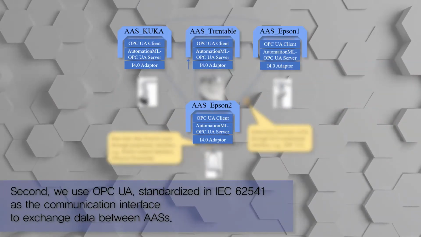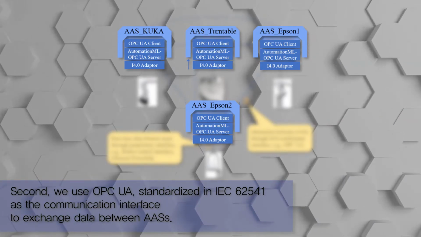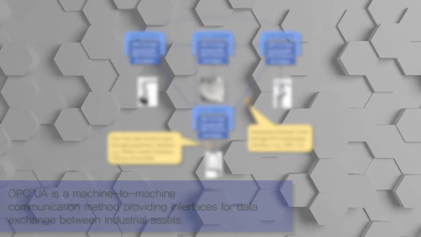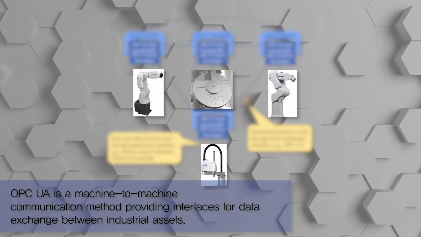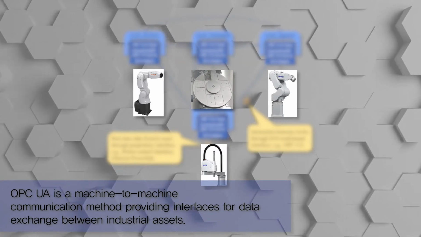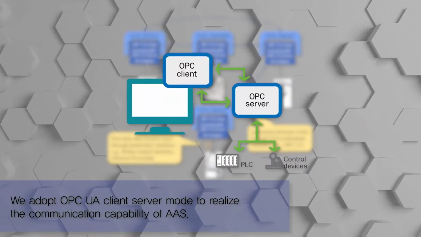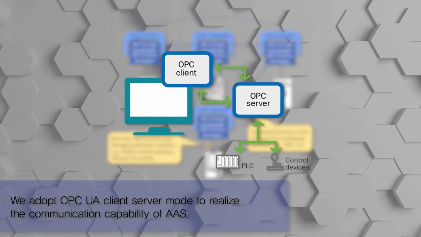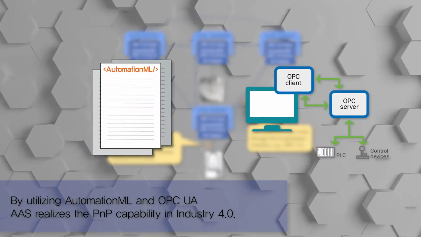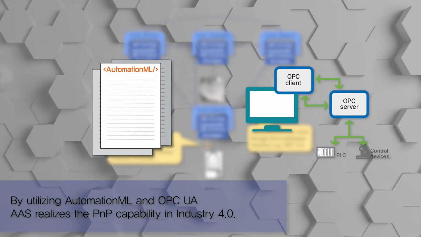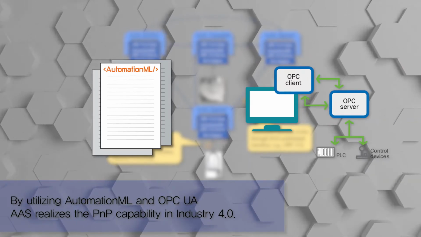Second, we use OPC UA, standardized in IEC 62541, as the communication interface to exchange data between AASs. OPC UA is a machine-to-machine communication method, providing interfaces for data exchange between industrial assets. We adopt OPC UA client-server mode to realize the communication capability of AAS. By utilizing AutomationML and OPC UA, AAS realizes the PnP capability in Industry 4.0.